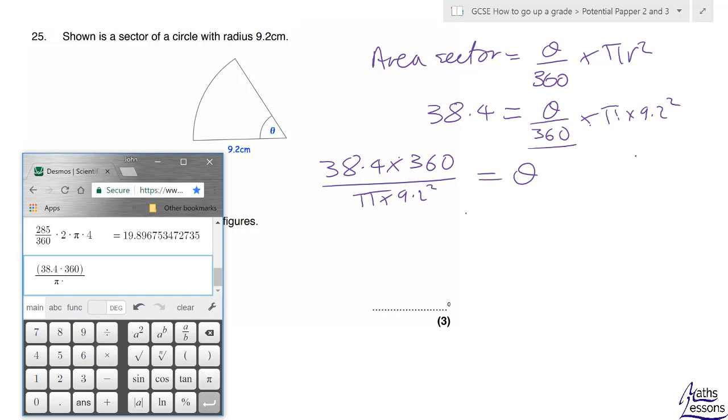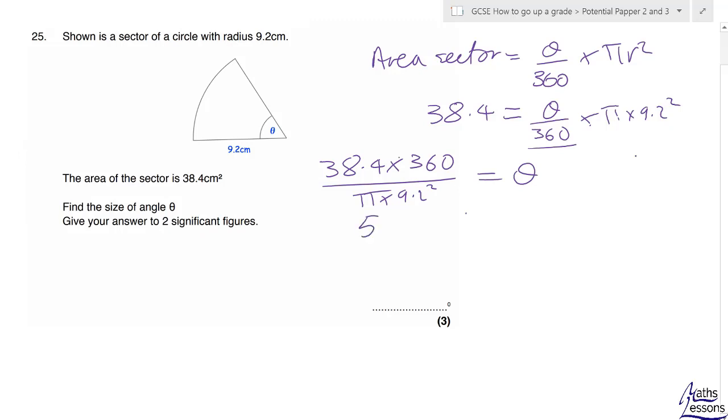Pi times 9.2, and I want to square that value. And the answer comes out to be 51.9886. So it's two significant figures. Don't confuse the two decimal places. There's two significant figures. So therefore, I'm going to need to round up because this is a 9. So it's going to be 52 degrees to 2 SF.